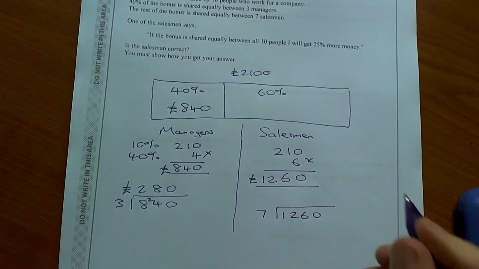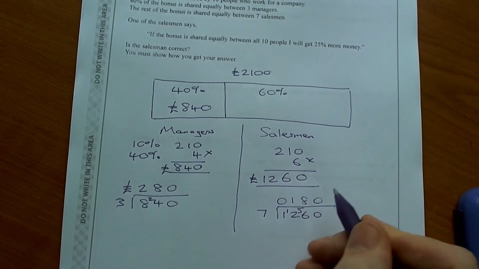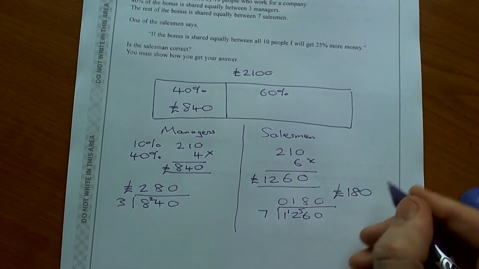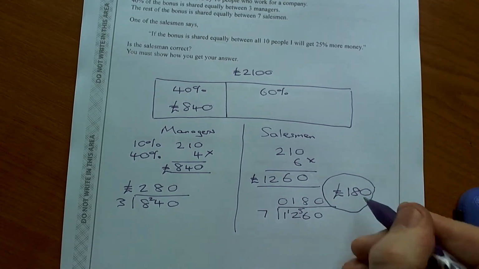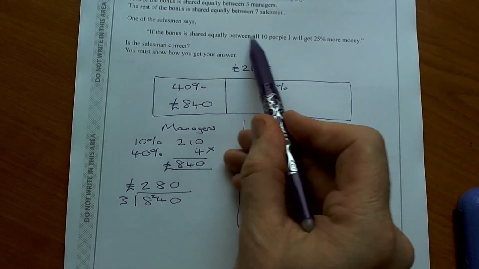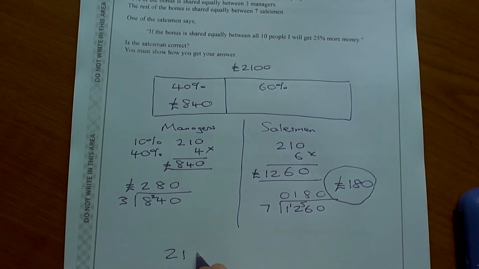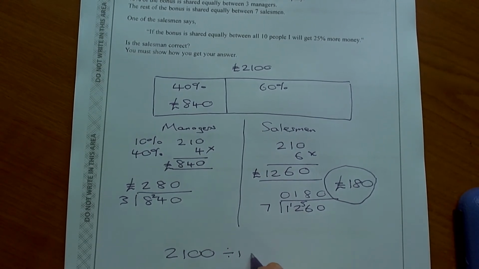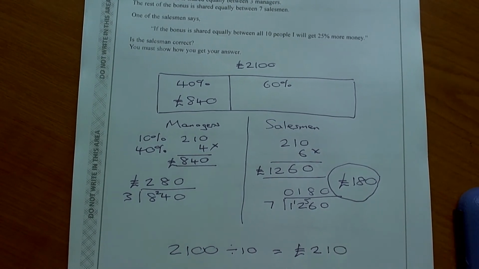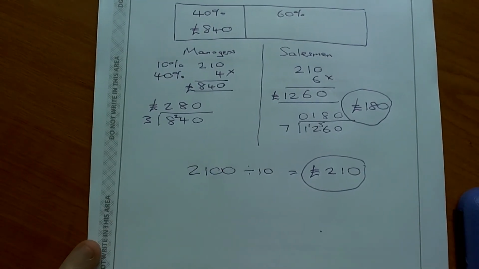So 1,260 divided by 7. So each of the salesmen is going to get £180. So that's our key figure there, £180. Now the salesman said, if we all shared, the 10 of us shared the bonus equally, 2,100 divided by 10, each of them would get £210. So these are the two figures we've got to compare, the 210 and the £180.